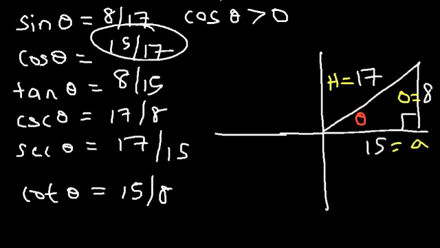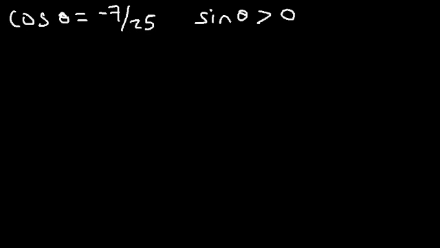So once you get the triangle, it's no longer difficult to find the values of the other trig functions. Now let's say cosine theta is equal to negative 7 over 25 and sine theta is greater than 0. Where should we draw the triangle?